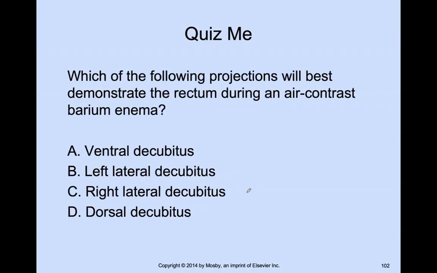Which of the following projections will best demonstrate the rectum during an air contrast barium enema? The ventral decubitus, the ventral lateral decubitus. If it were asking which of the following projections would best demonstrate the rectum during a single contrast, it would just be a lateral rectum.